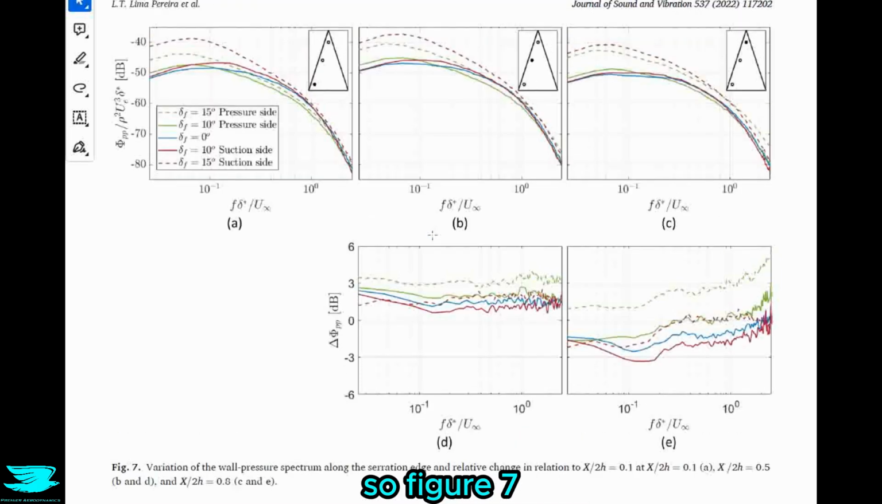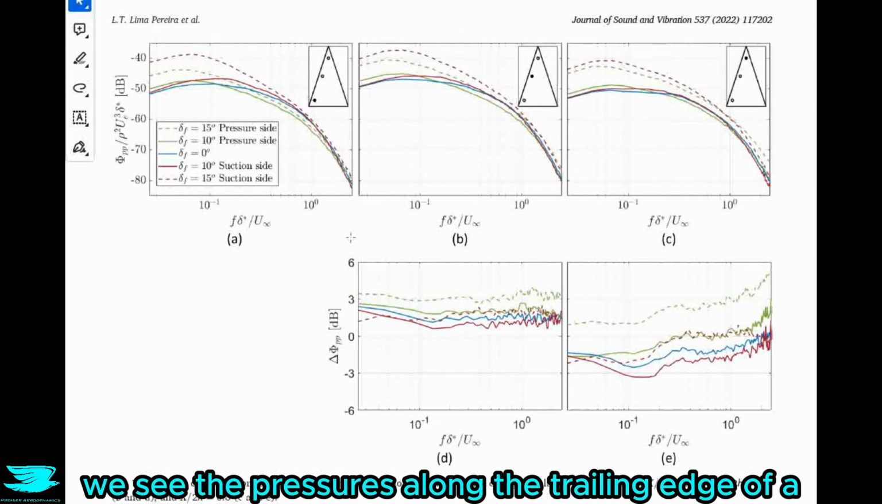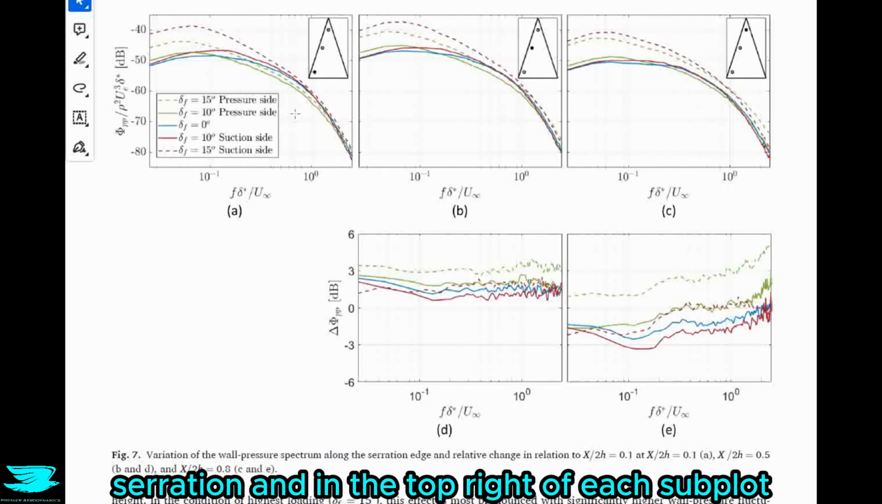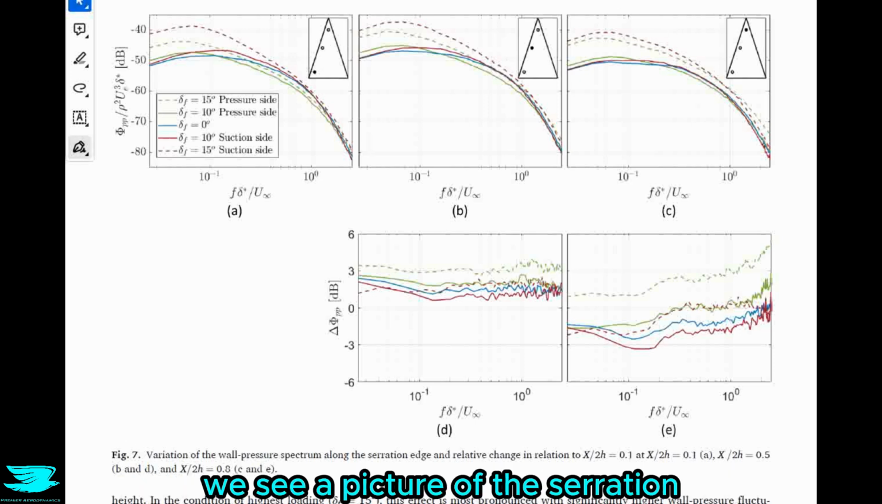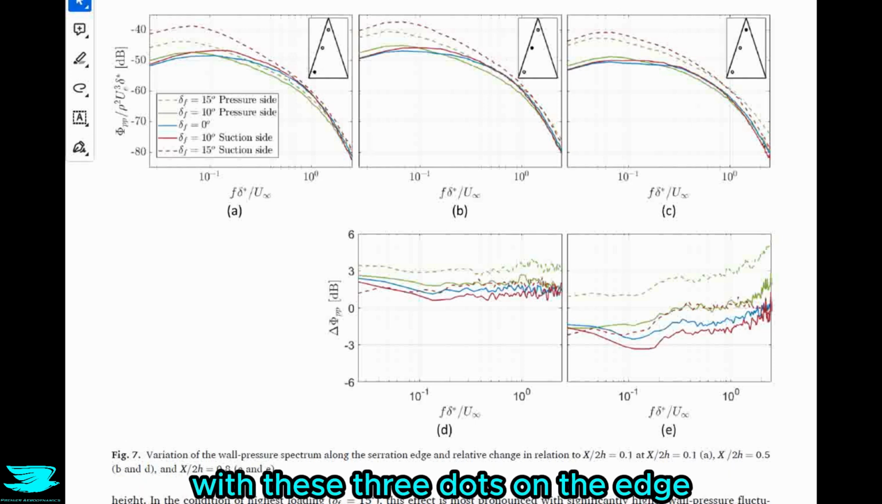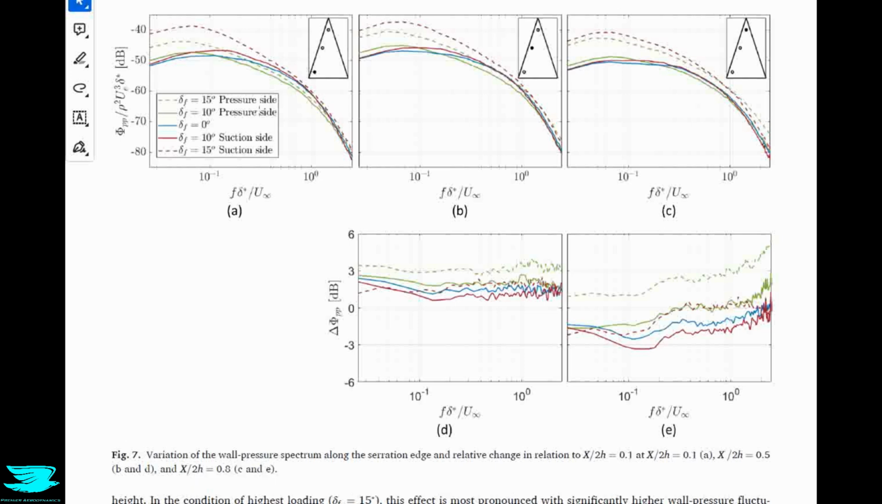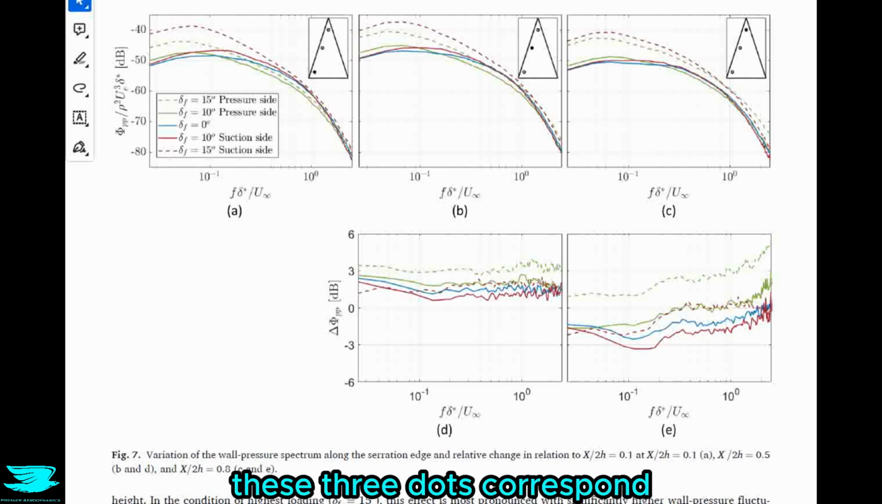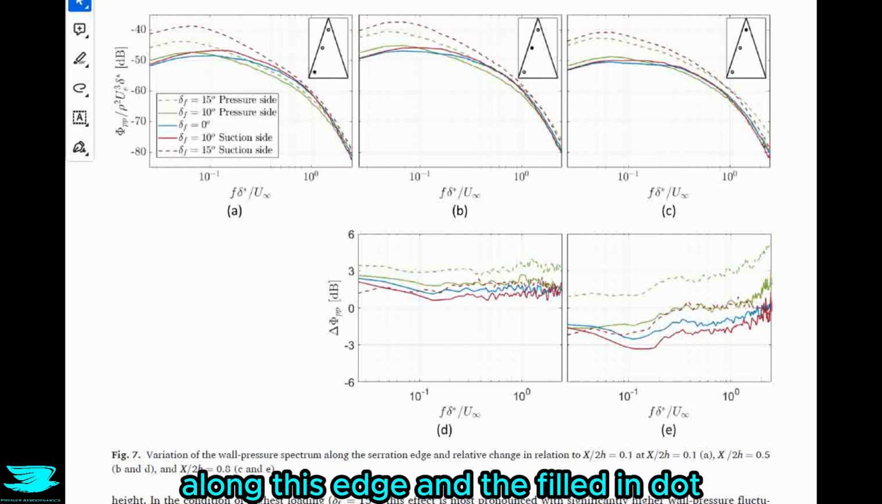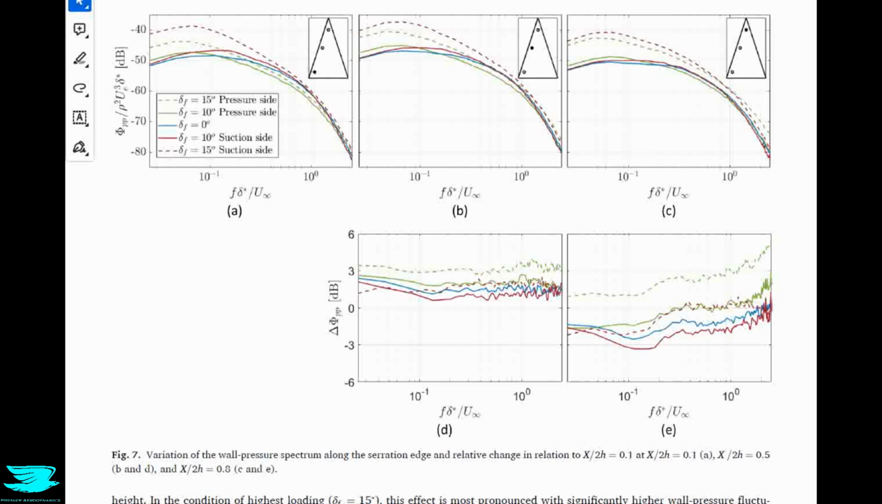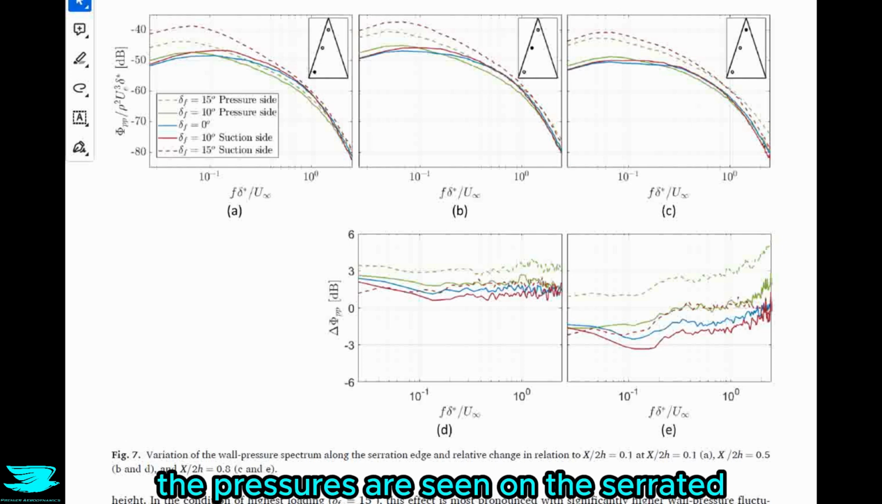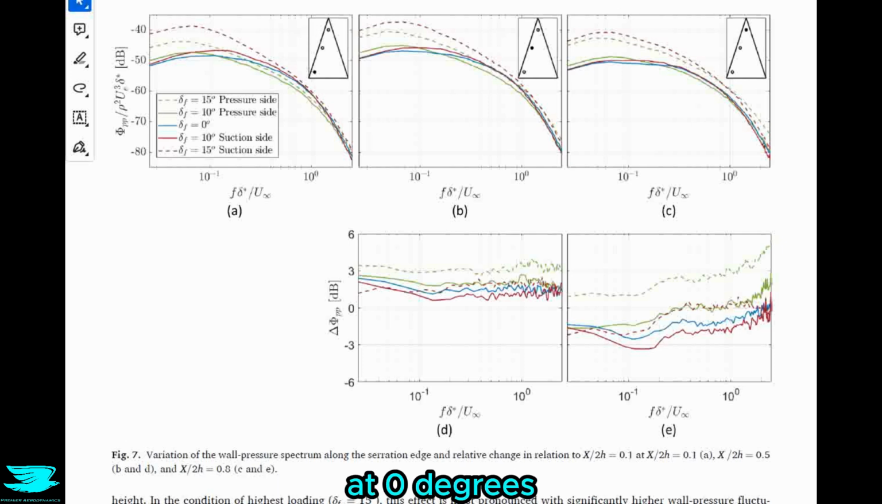So figure 7, we see the pressures along the trailing edge of a serration. And in the top right of each subplot, this little region here in each one, we see a picture of the serration with these 3 dots on the edge. And one of the dots is filled in. These 3 dots correspond to the pressure sensors along this edge. And the filled in dot tells us that this sensor is the one that is giving the data in this figure.